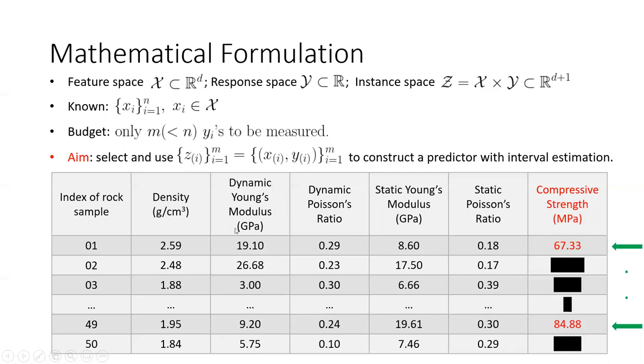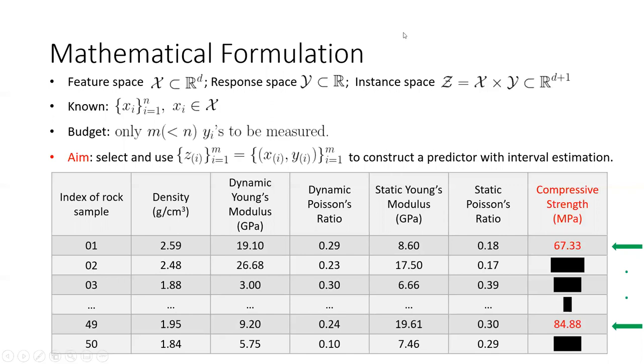Now our aim is to select m pairs of x and y and use them to construct a predictor. And we want to have an interval estimation of the predicted value. So this is our starting point of the work. Is there any question?